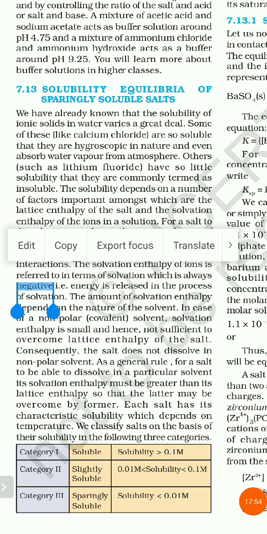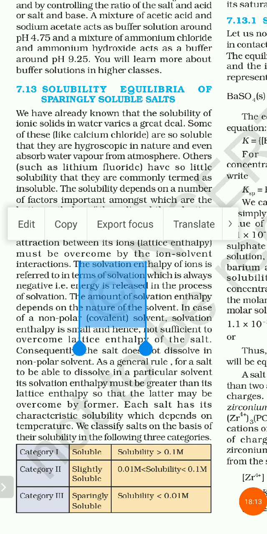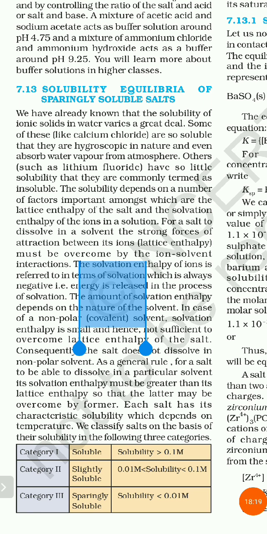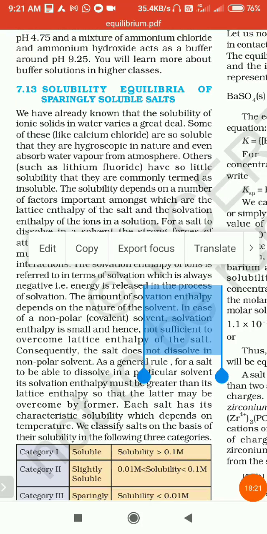That's why solvation, which is salt dissolving in water, always shows negative values. Energy is lost, so energy is released in the process of solvation. The amount of solvation enthalpy depends on the nature of the solvent.